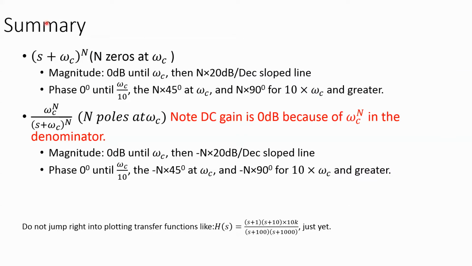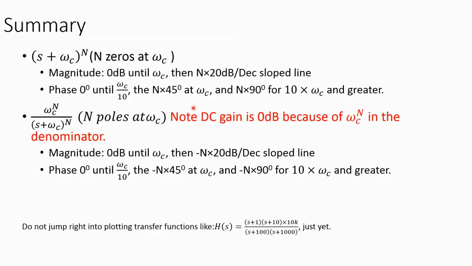Now let's try to summarize this. So if I just had the transfer function equal to s plus omega c, in all these examples omega c was just 1 radian per second, but I raised it to the power of n, what that means is there are n zeros at omega c. The magnitude would be 0 dB until this cutoff frequency. Then the slope of that line would be the number of zeros times 20 dB per decade. The phase, still 0 degrees until the cutoff frequency divided by 10. But then at omega c, it would be n times 45. And then when you were at 10 times omega c, it would be n times 90.